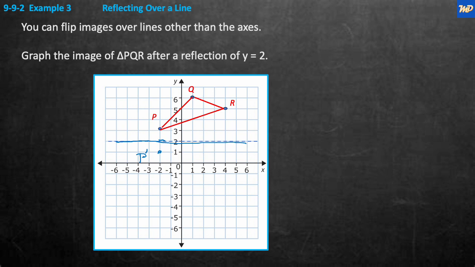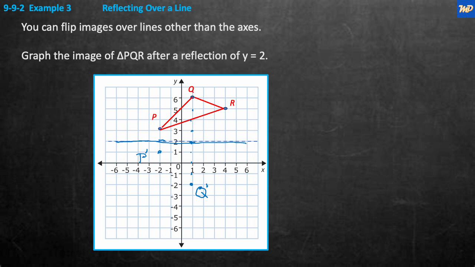Okay, now we go to Q. Here's the line. Q is 4 up and 1 to the right, positive on X. So we're going 1 to the right, right here on our line, and we're going to go 1, 2, 3, 4 down. This is Q prime.